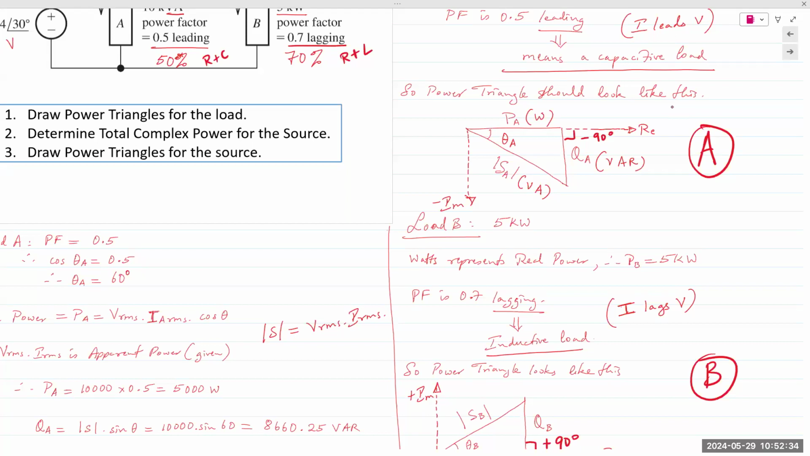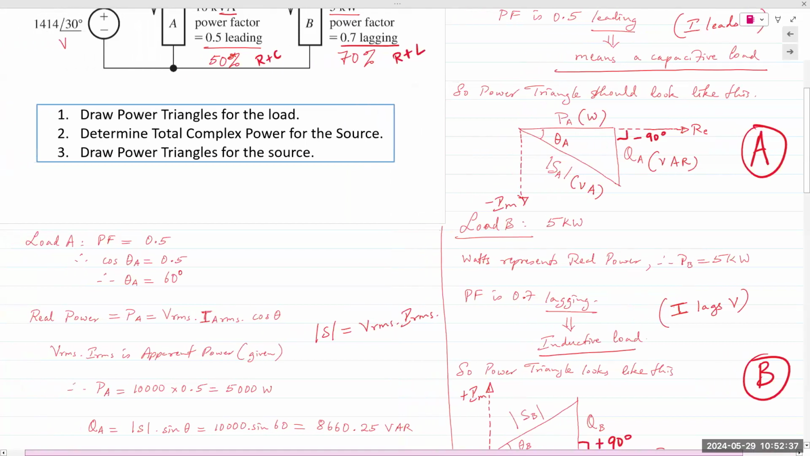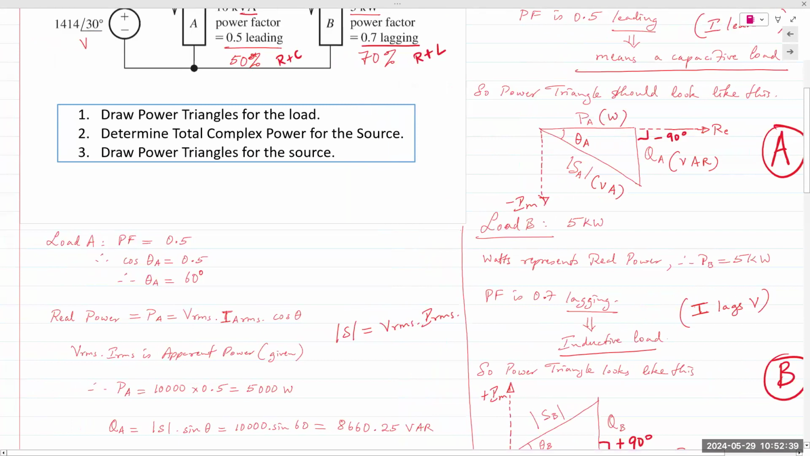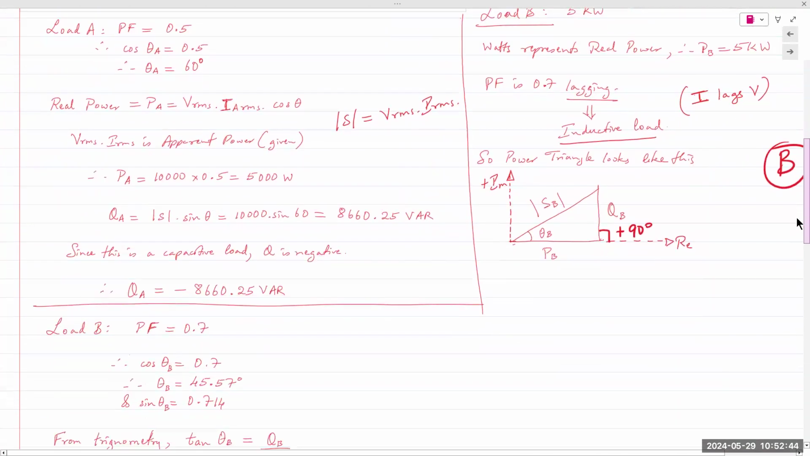Make sense? For element A, you are given the magnitude, meaning the hypotenuse is given to you. Magnitude of S is given. You find the power angle right here. Theta is 60 degrees.